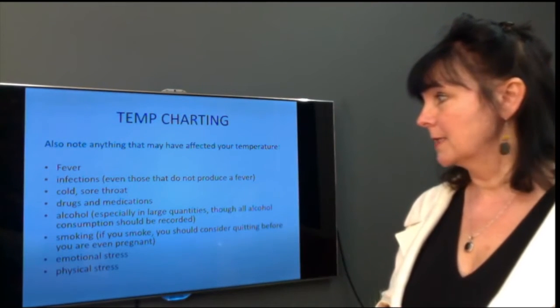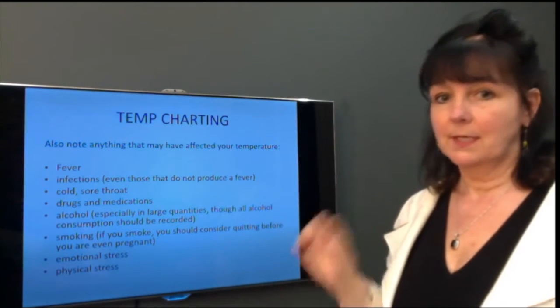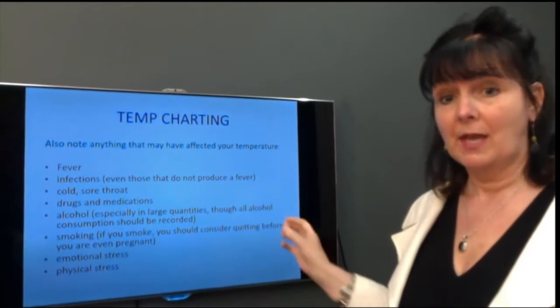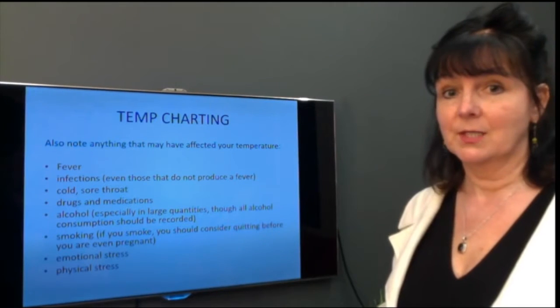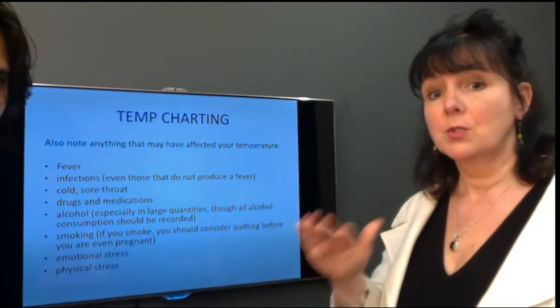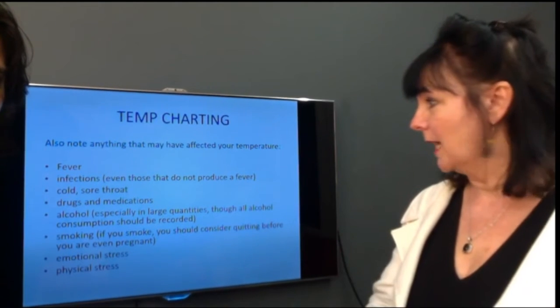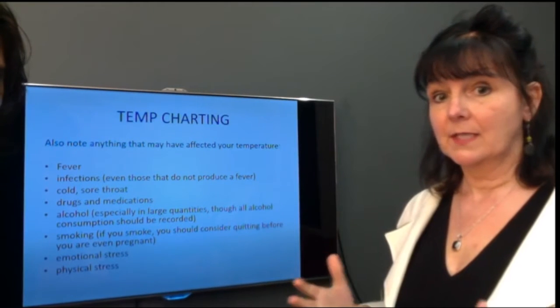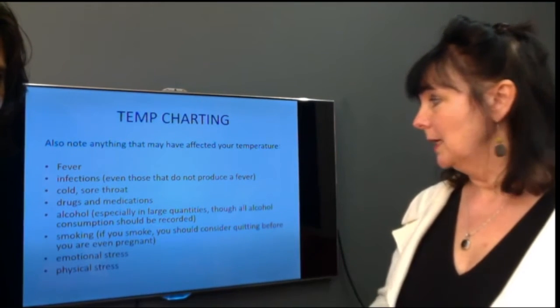Alcohol, particularly if you've had a good few glasses, you've had a good night out, then that will show in your chart. All right, so it will tend to lower your temperature. So do make sure that you make a note of that. Smoking is key. That has an effect. So make sure that you've noted that on your chart.